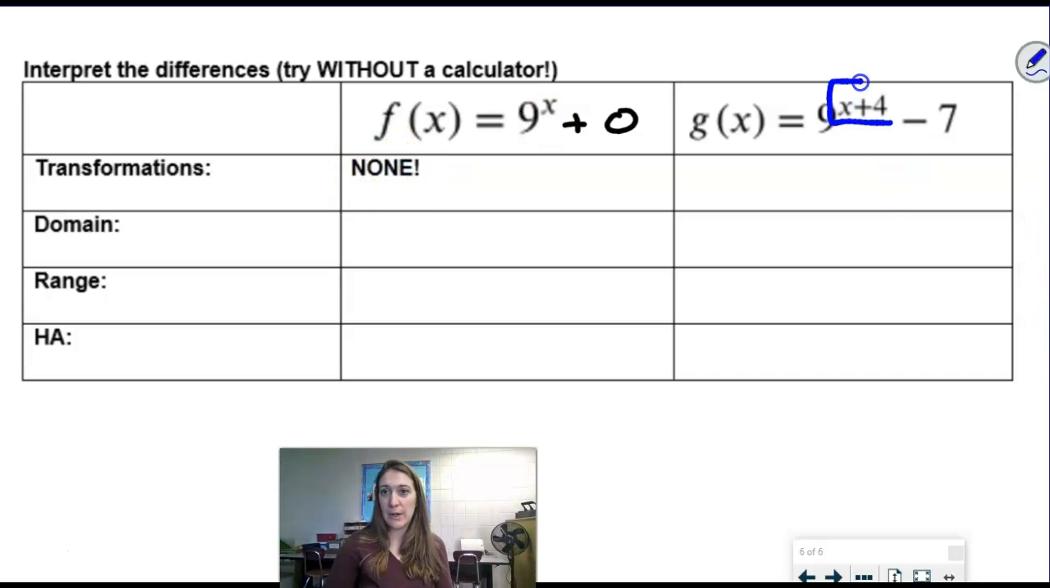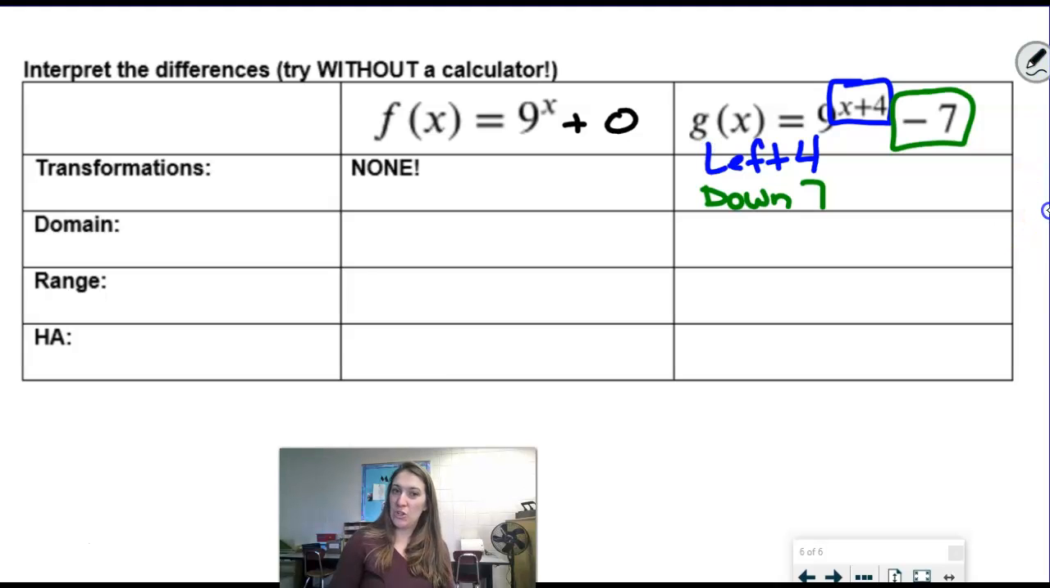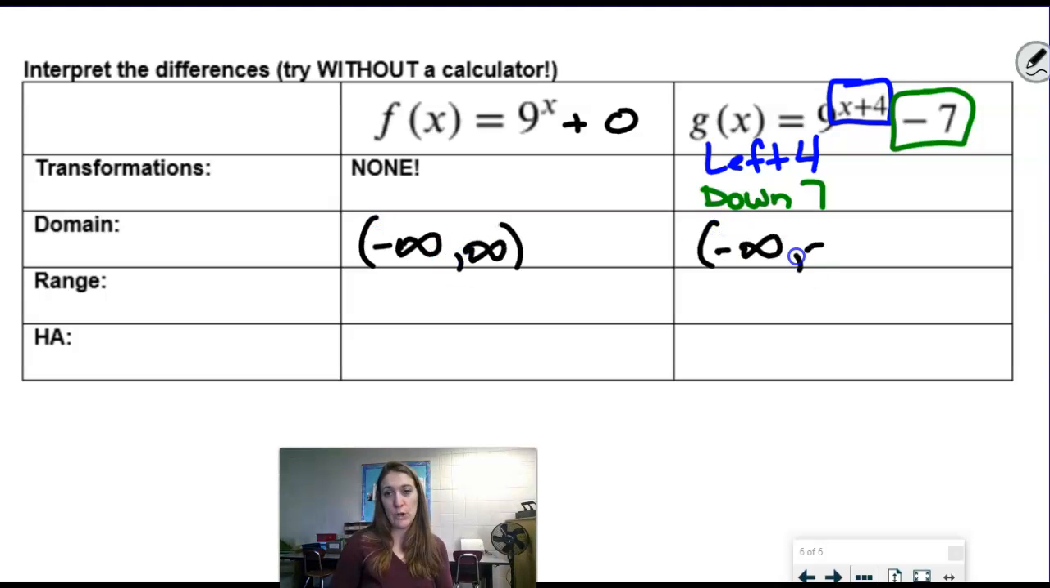But let's take a look at this one, which has been shifted. Remember, there's a built-in negative, so left 4. And then also shifted down 7. I feel like no one can read anything I write today. I'm going to try that one more time. Left 4. Okay. So let's talk about the easy one, domain. Easy, easy. Always negative infinity to infinity, even if you've been shifted or transformed.